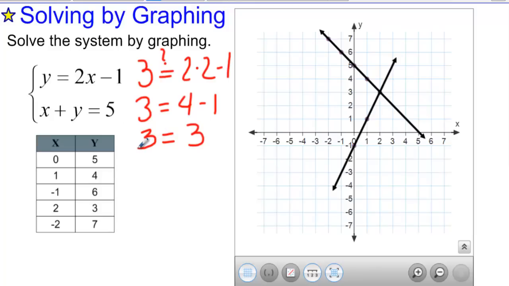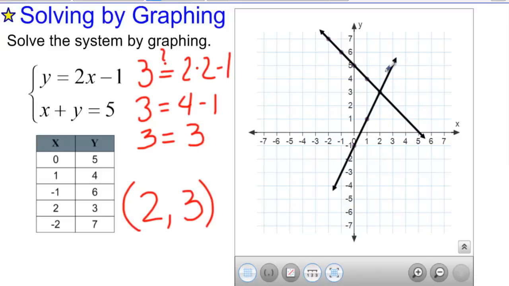So it is true that 3 is equal to 3, and so the point (2, 3) does make that top equation true. I substituted 2 in for x and 3 in for y. And so my solution to this system of equations, which I found through graphing, is the point (2, 3). 2 for x and 3 for y makes both of those equations true.